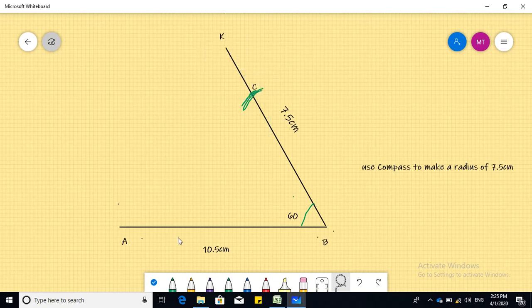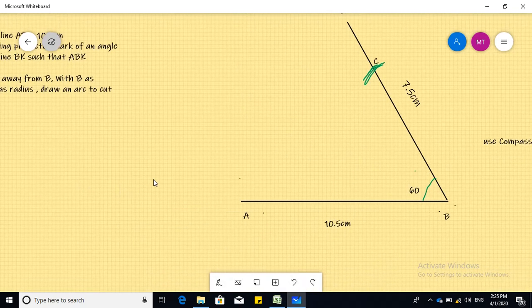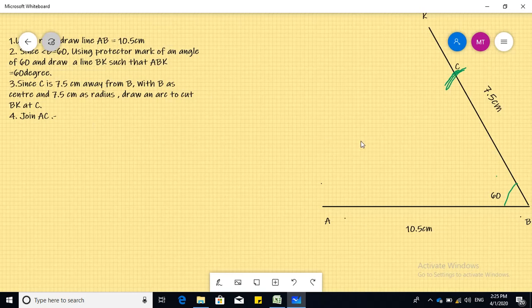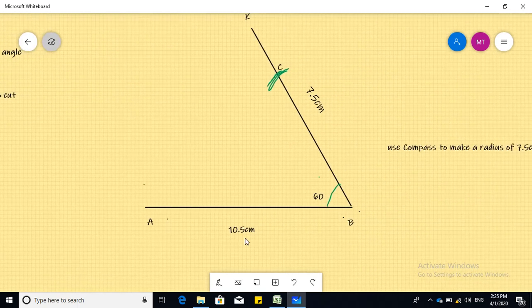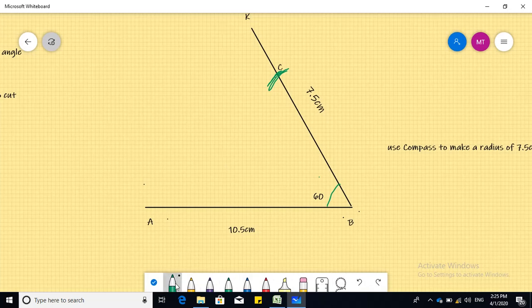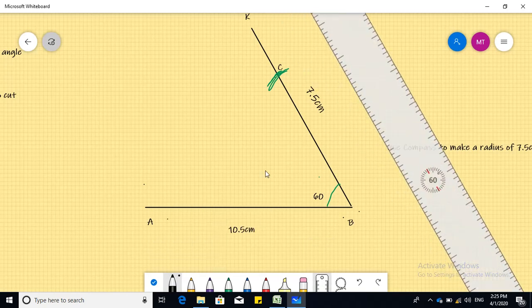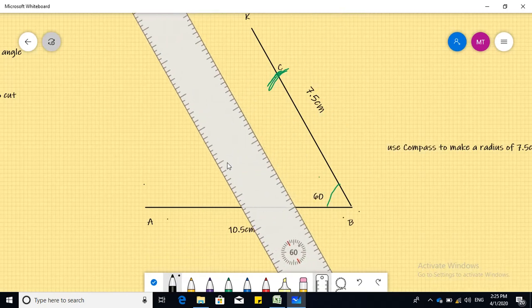Now it is saying join. Now let me bring you to the point. It says since it is all done, we have made a line of 7.5 centimeters. Now it says join AC. Now we have to join the line AC. So for that we need to make a straight line with it, using the ruler again.